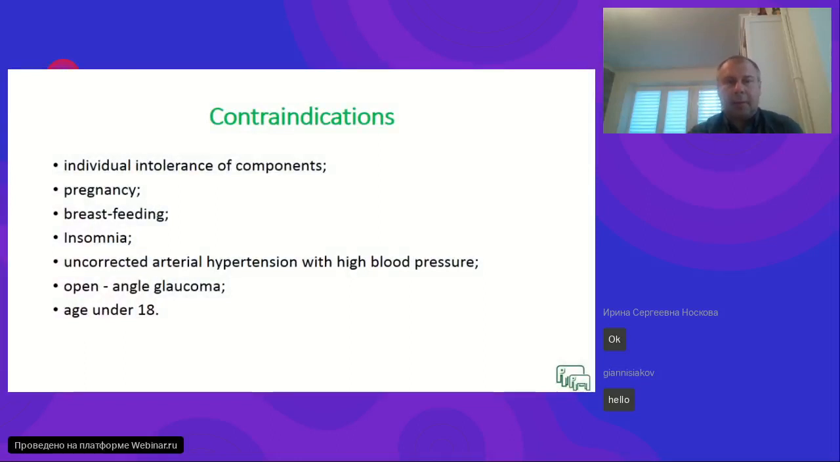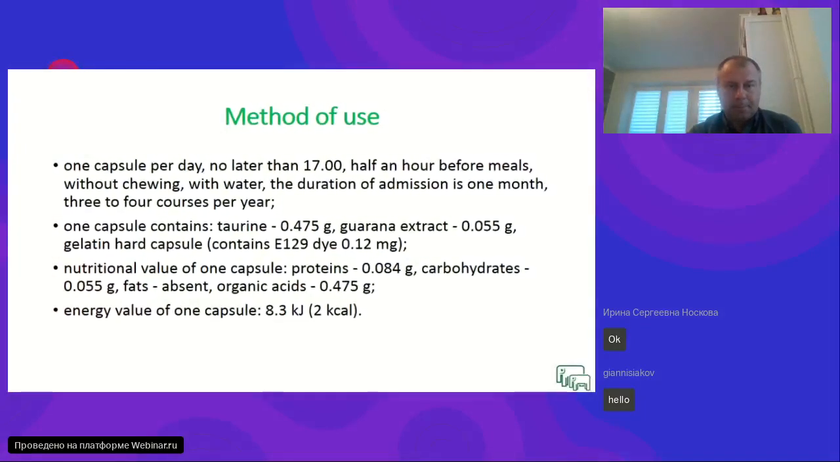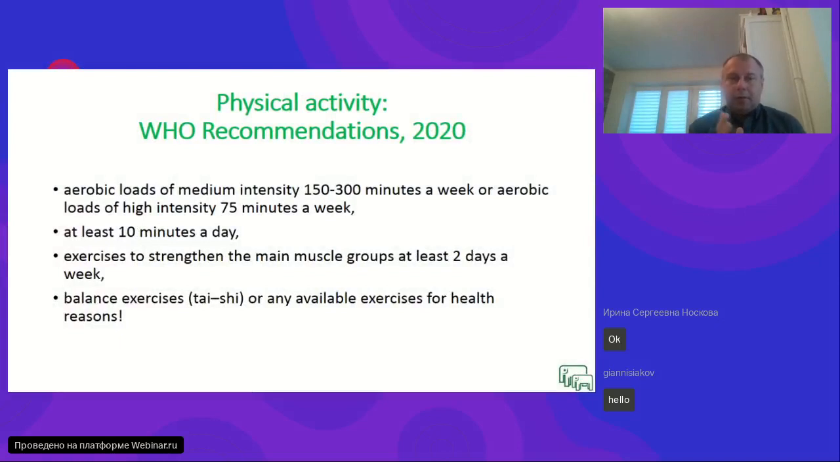But these supplements have some contraindications. For example, individual intolerance of components, pregnancy, breastfeeding, insomnia, uncorrected arterial hypertension with high level of blood pressure, open-angle glaucoma, and we don't recommend such supplements for persons who are under 18 years old. It is used 1 capsule per day, no later than 5 p.m., and it is not a very caloric thing, so it doesn't cause overweight and obesity. So this is some part of information about diet.